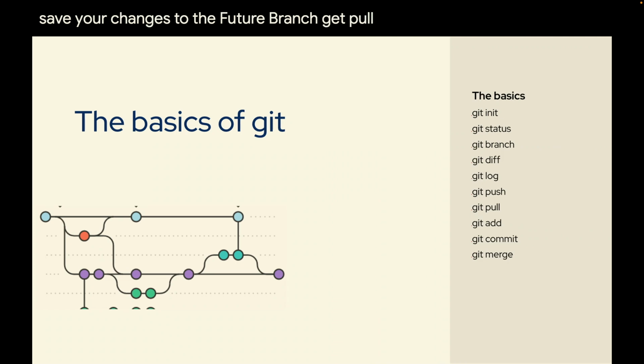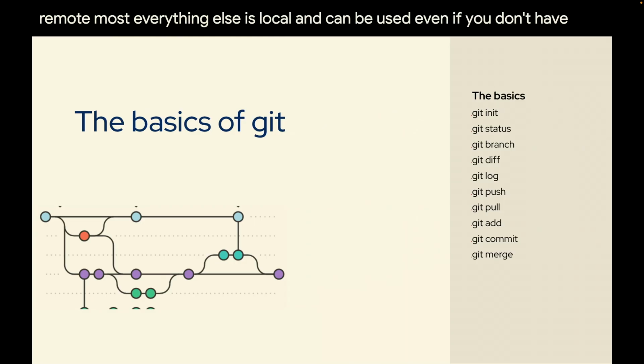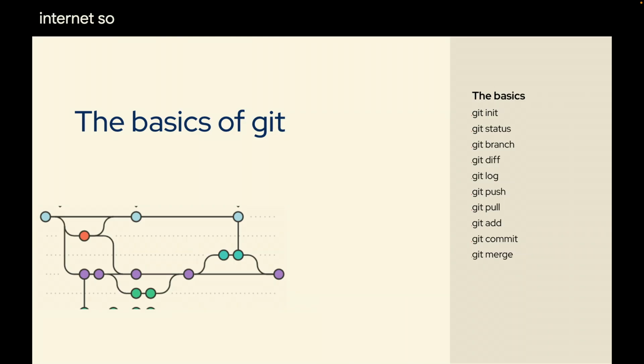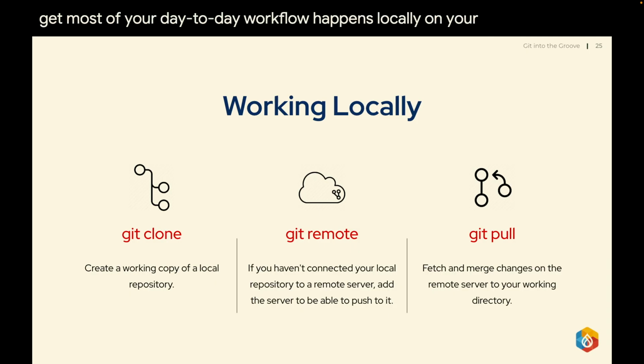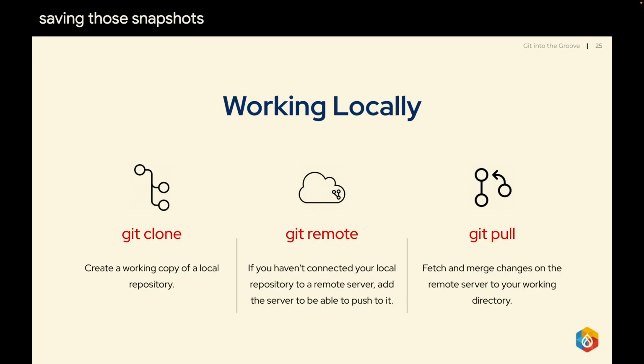Git pull, push, and clone all work with the remote. Most everything else is local and can be used even if you don't have the internet. So pull, push, and clone usually are with your remote. So when working with Git, most of your day-to-day workflow happens locally on your machine. You're saving those snapshots and saving your history.